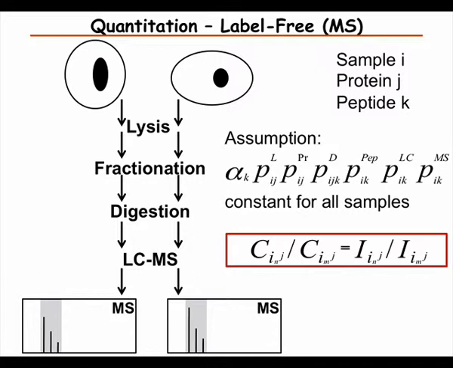What you can do is if you see an intensity ratio between two peptides that belong to each corresponding protein, then you can say that the ratio of the concentration of proteins is the same as the ratio of the peptide intensities. But it has to be the same peptide in different samples.